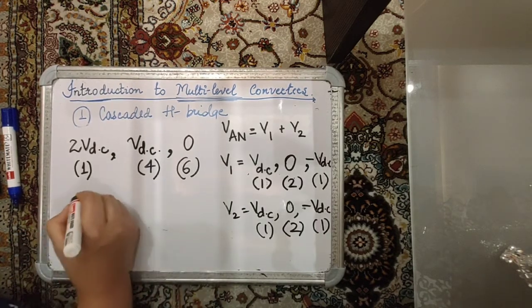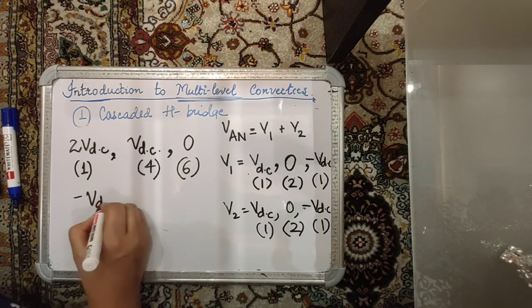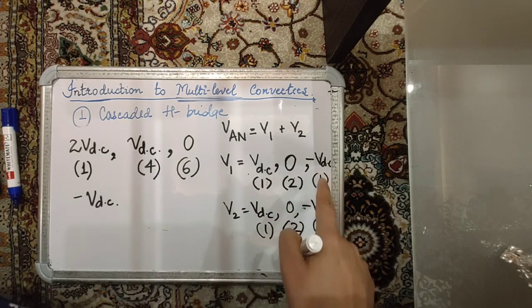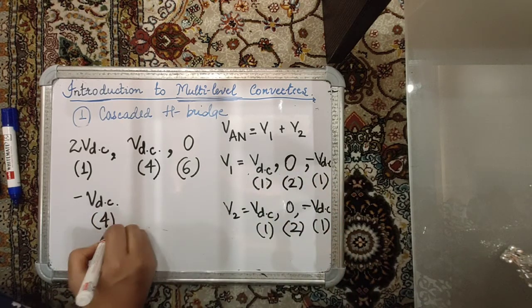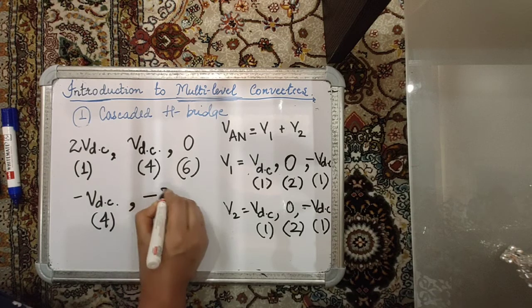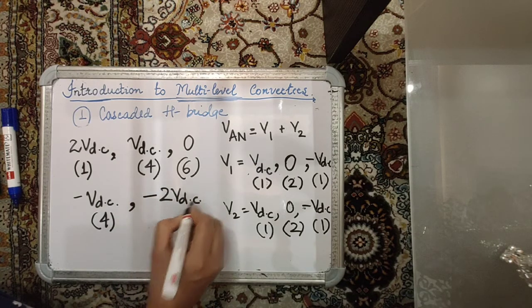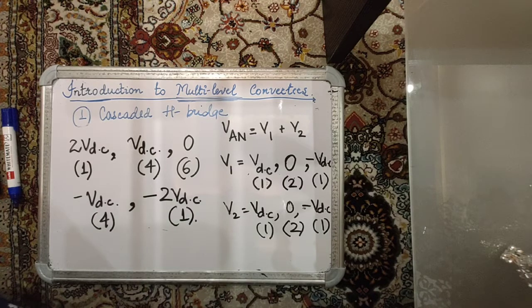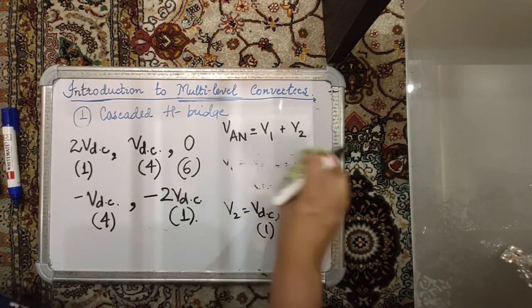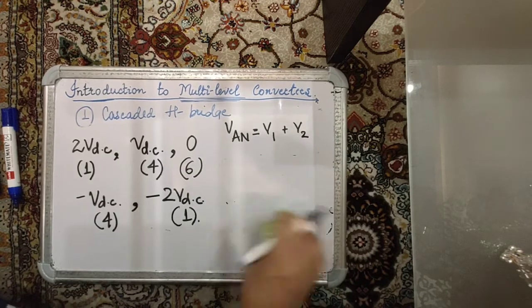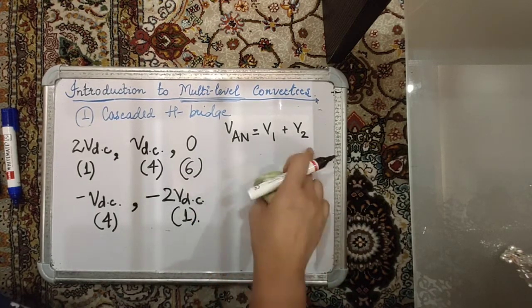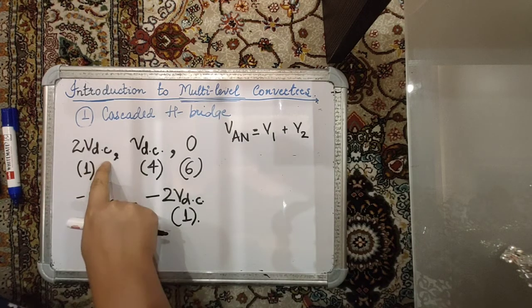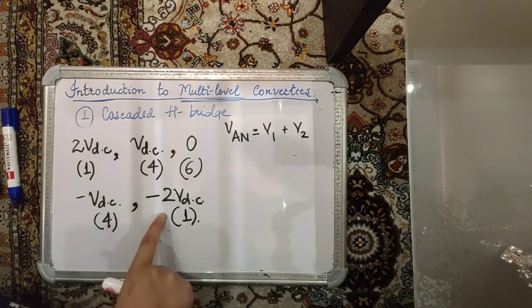Similarly, you can have an output of minus VDC, which, if you see the combinations, will also be produced through 4 switching states. And then you can have an output of minus 2 VDC, which will be produced through a combination of only one switching state. So my point is that the phase voltage VAN, this over here V1 plus V2, will have 5 levels: 2 VDC, VDC, 0, minus VDC, and minus 2 VDC.